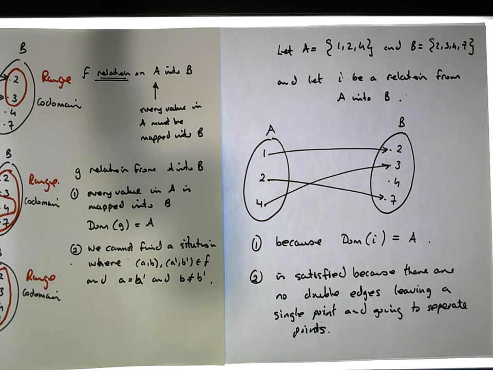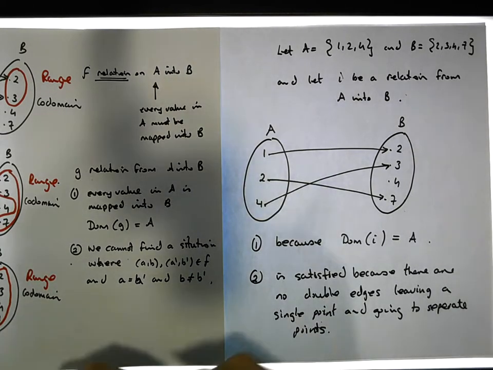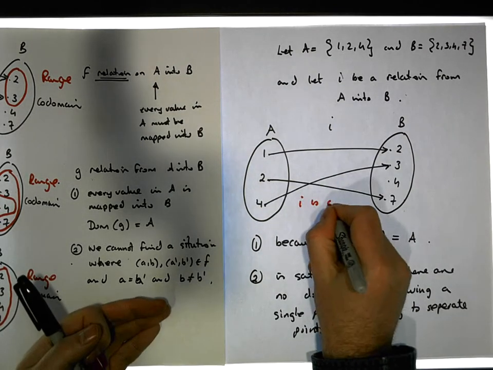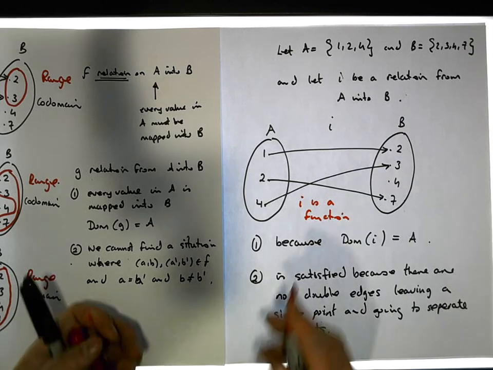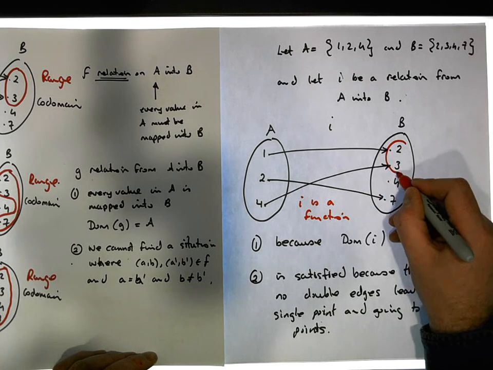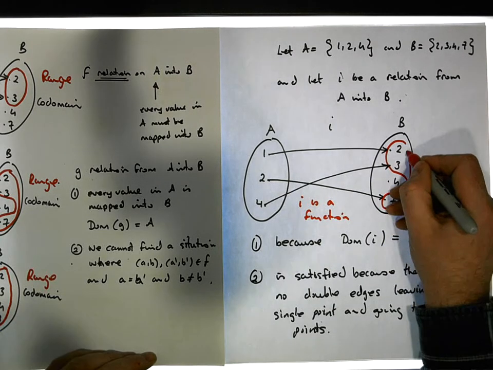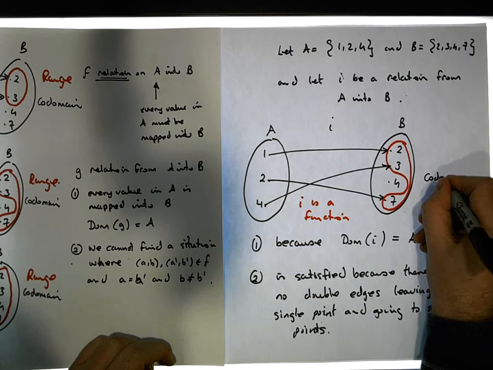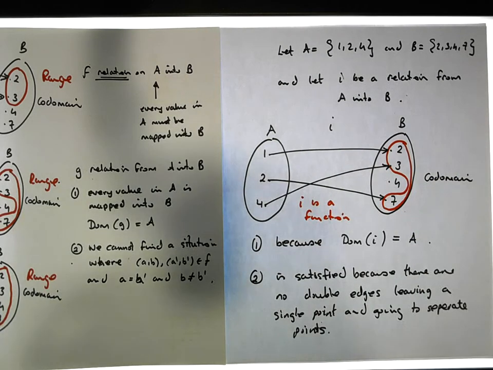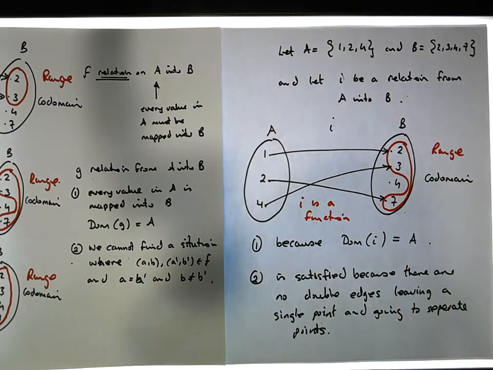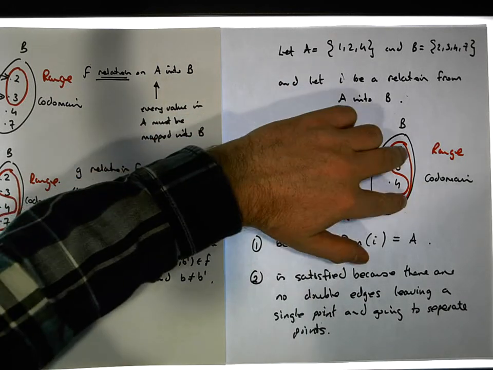So this is a function. I is a function by definition. What we also have here is that we can see the codomain is in black and the range is in red, and the range values are in red, if that makes sense. So here's an example of a valid function, but in this situation the range is a smaller set than the codomain.